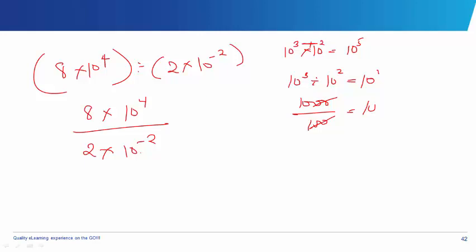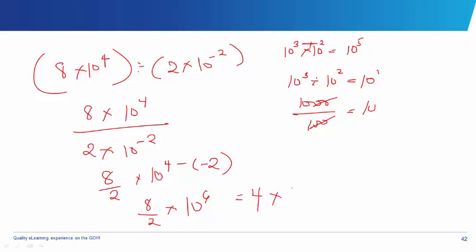So for this now, they're dividing. So all we're supposed to do is subtract. So we'll have 8 over 2, then times 10 raised to the power 4 minus minus 2. Okay, so minus minus will give us plus, which is 8 over 2 times 10 raised to the power 6. So 8 divided by 2 will now give us 4. Then times 10 raised to the power 6, which is our final answer.